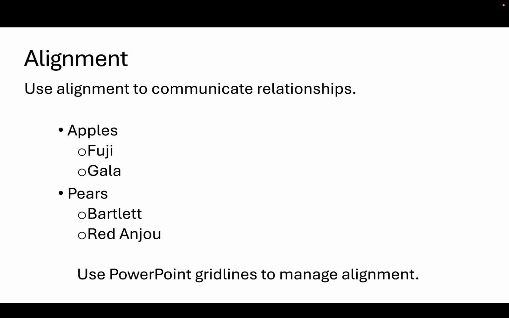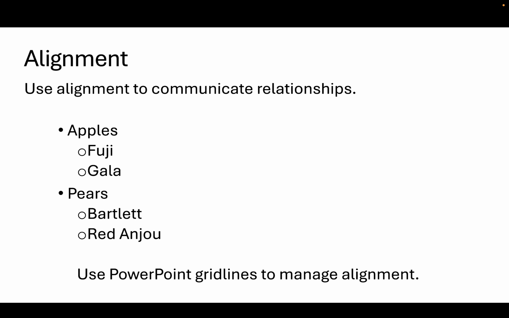Another principle that we want to talk about is alignment. And by alignment, we mean the way that things line up. We could talk about the way that things line up on a slide vertically. We could also talk about the way that things line up horizontally. So we can use alignment to communicate relationships.